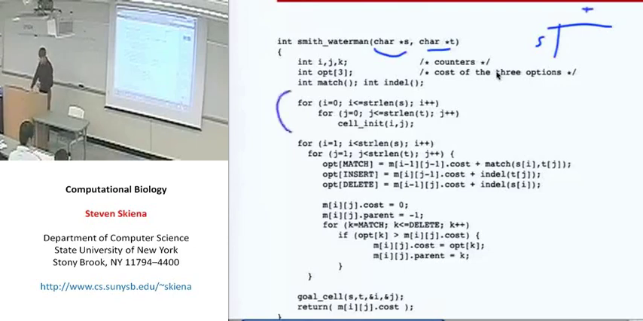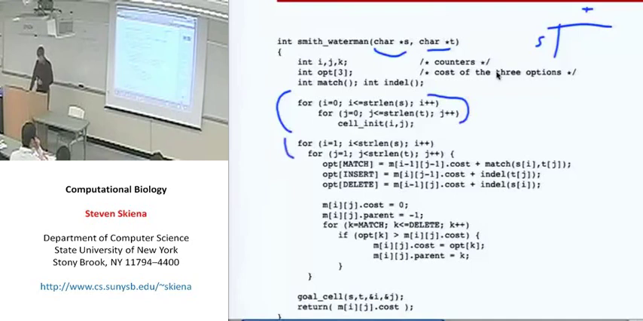I initialize each cell because, just like when we initialized rows and columns before, those were really where our alignments could start. Now they can start anywhere. They can end anywhere and they can start anywhere. So now we're going to initialize every cell in our matrix instead of just one row or one column.